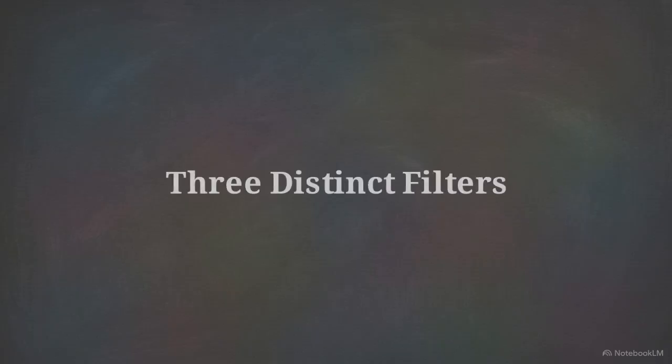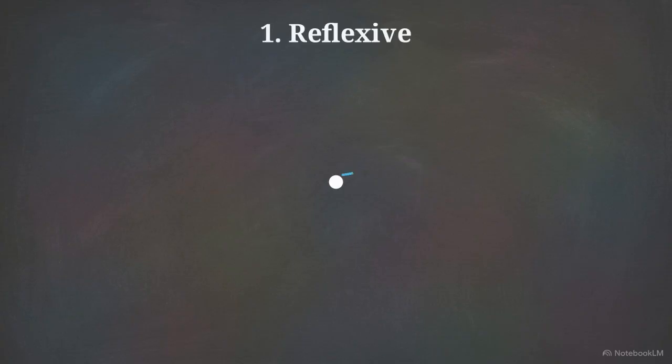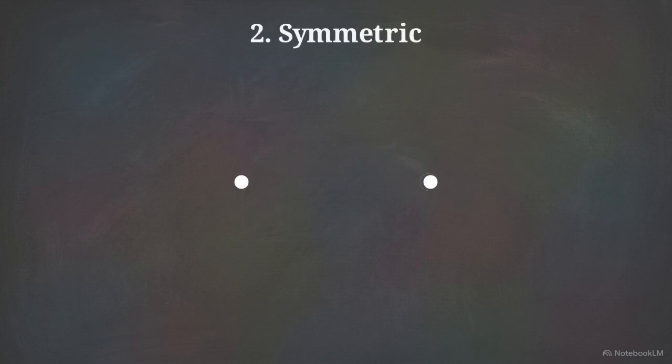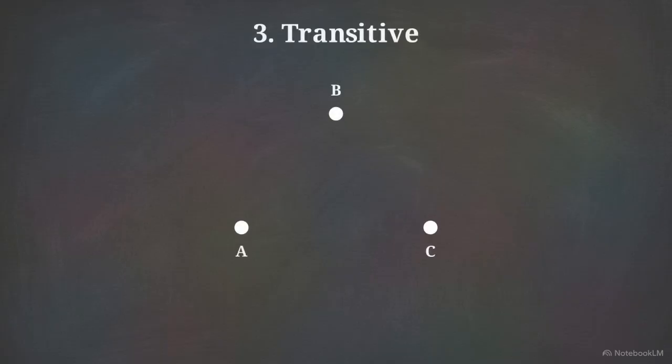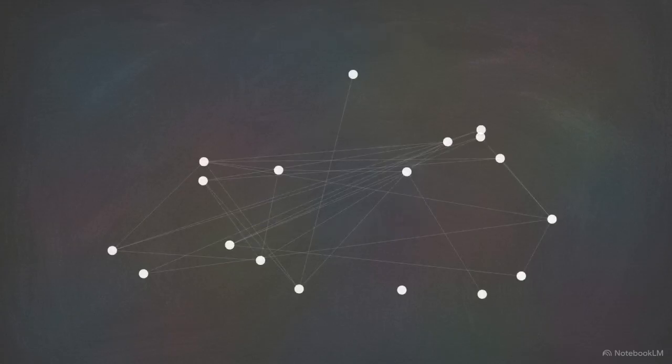To get there, we apply three distinct filters. The first is reflexive logic. This means any given object must always relate to itself, looping back to its origin point. The second filter is symmetric logic. If a connection exists, it must run equally in both directions. If point 1 connects to 2, point 2 must connect back. The third is transitive logic. This dictates a chain reaction. If A connects to B and B to C, then A connects to C.